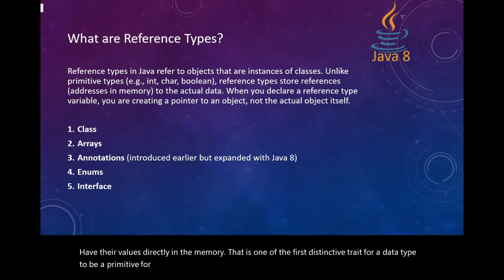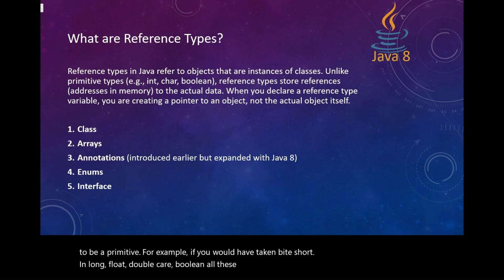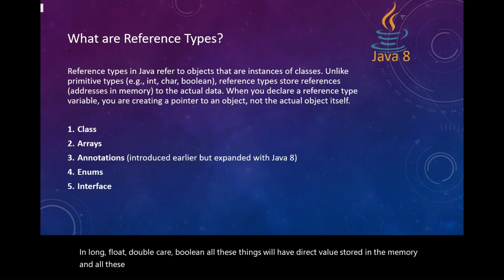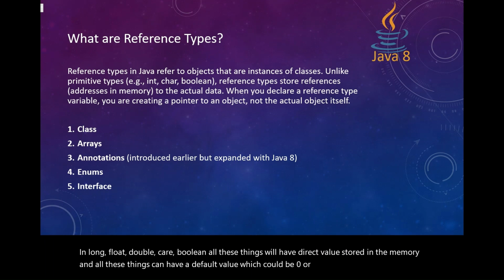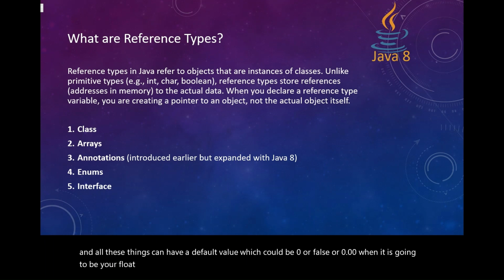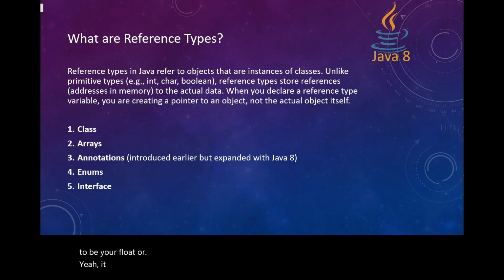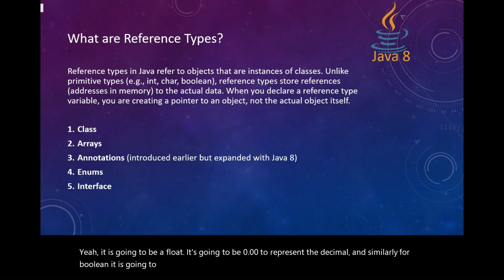For example, if you take byte, short, int, long, float, double, char, boolean, all these will have the direct value stored in the memory. And all these can have a default value, which could be 0 or false, or 0.0 when it is a float, to represent the decimal. And similarly for boolean, it is going to be false.